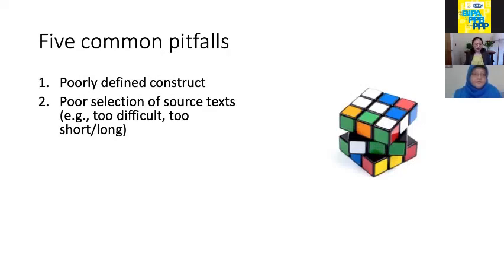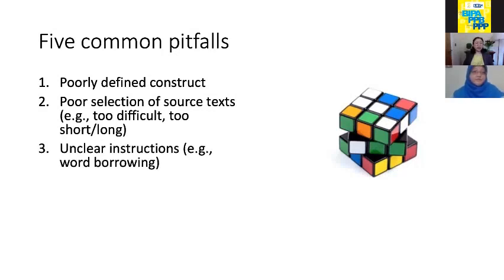And the second one is poor selection of source texts. It might be too difficult or too long or too short, or the content or the organization of the text doesn't lend itself to be used in integrated tasks. Perhaps if you've got a newly designed task, it's really important to pilot it with your students and see if the source texts can actually function. Okay, if not, then perhaps you need to revise that.